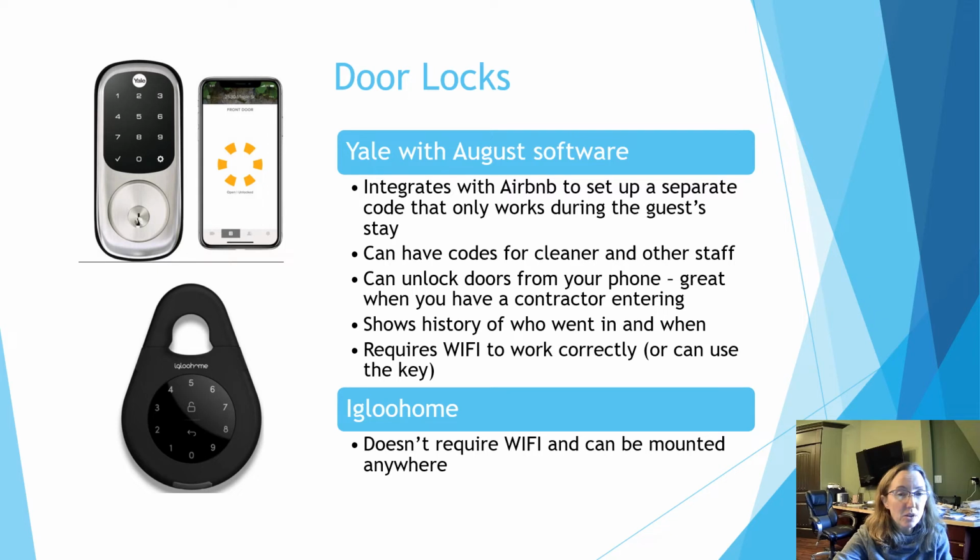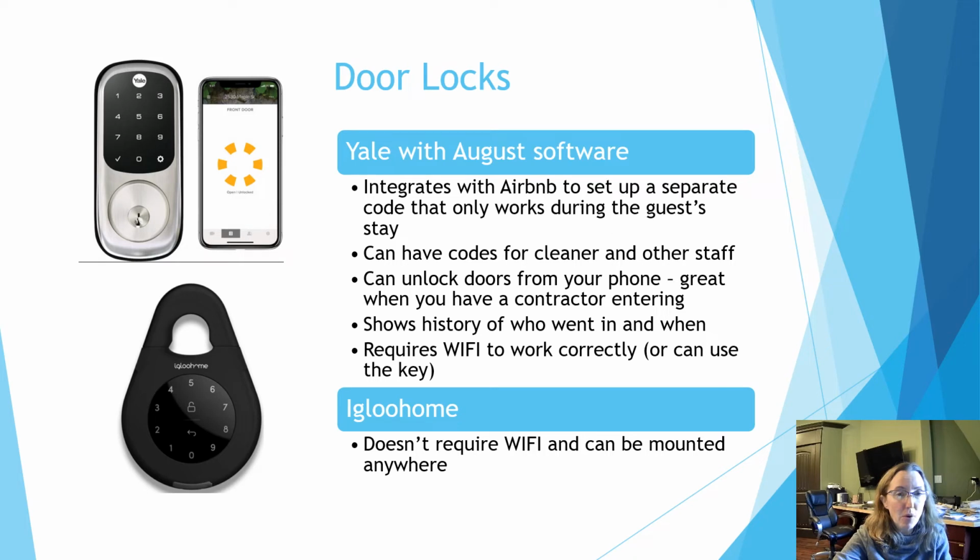So the Igloo Home does integrate with Airbnb as well. The only thing is I can't set up codes remotely. So to set up a new code for somebody, I actually have to be at the property close by the lock to set it up on my phone. And so what I did in that case is just set up a bunch of emergency codes that I have on my phone in case I do need to give codes to somebody unexpectedly.